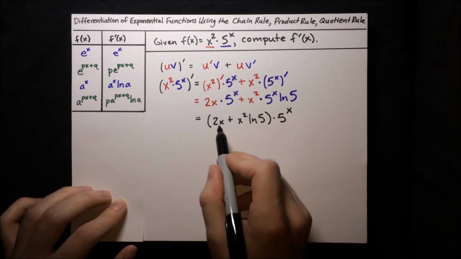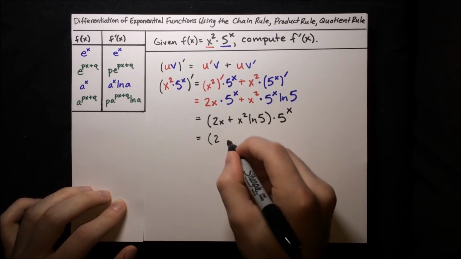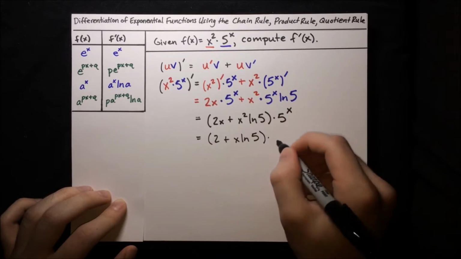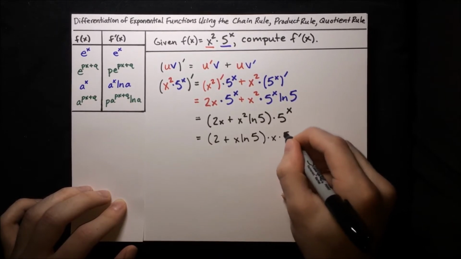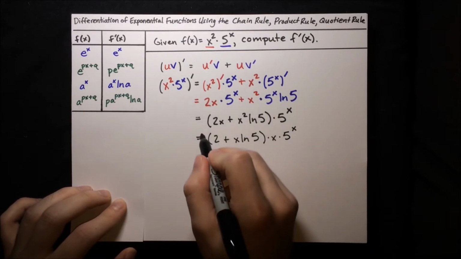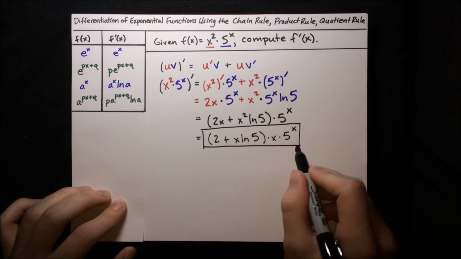We can even factor out an x from both terms also. So just 2 plus x ln 5 times x times 5 to the x. And there we go. That's about as simple as we'll get it. So here it is. Here is our derivative.